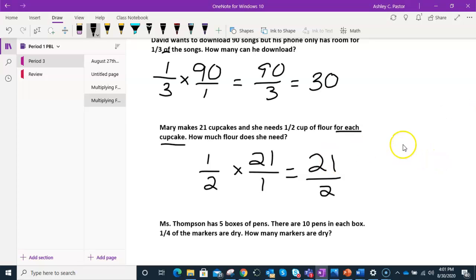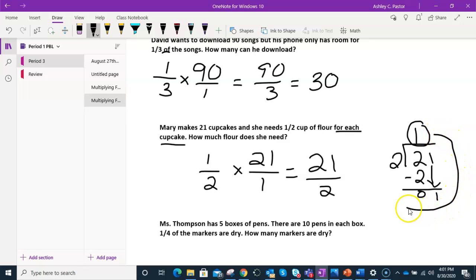So here I'm going to divide where I have 21 on the inside, 2 on the outside. 2 goes into 2 one time. This would be 2 here. I'm going to subtract. And I'm going to get 1 as the remainder, which is okay. So I recognize that this right here is the whole number I need. 1 is that remainder. 2 would be my denominator. So my final answer would be 1 and 1/2.